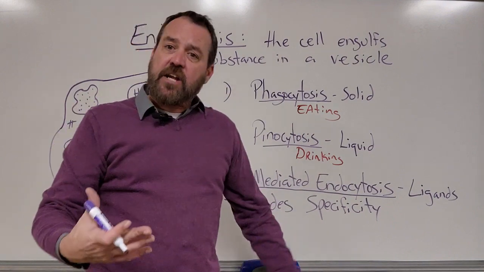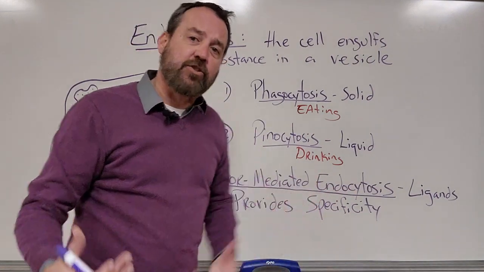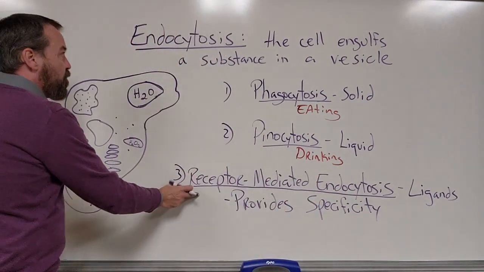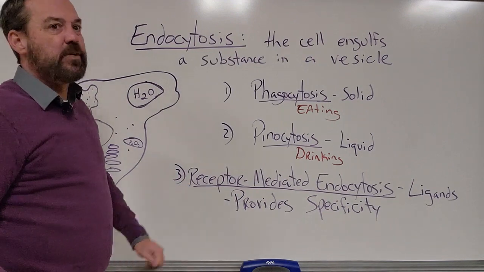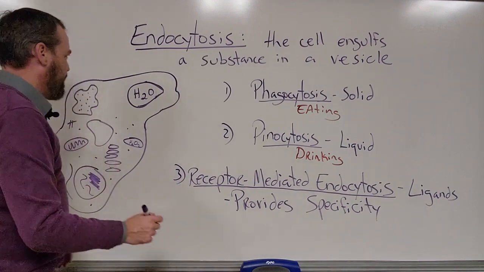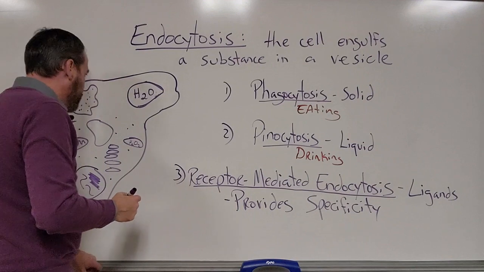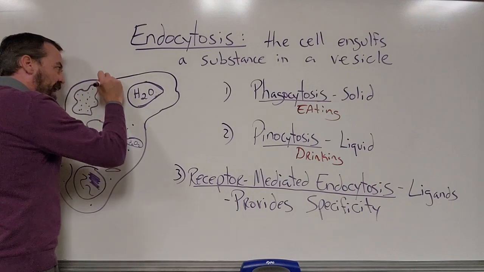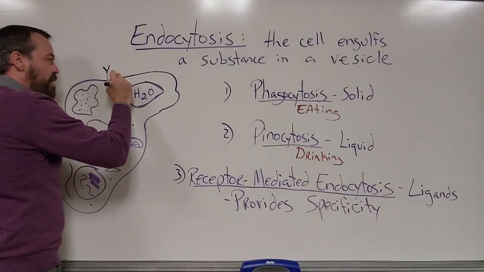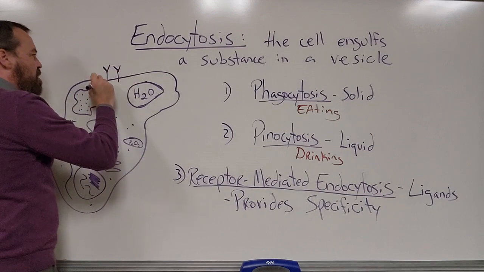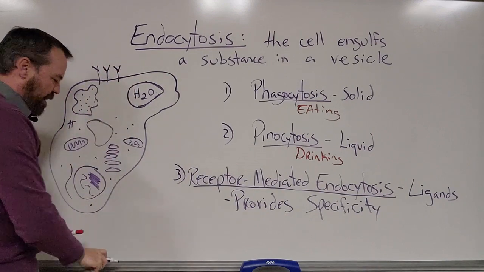Again, they engulf non-specifically. They bump into it, they're going to try to eat it. Now, our third type of endocytosis is receptor-mediated endocytosis. And so we'll do that one up here at the top, where we poke out these little receptors, outside of our cell membrane.